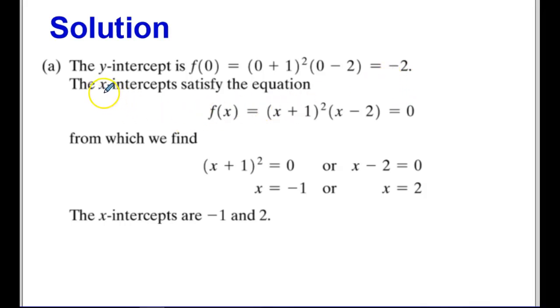So then I want to find my x-intercepts. To find the x-intercepts, I set y to 0. Well, this is already kind of factored out for me. So when I set each piece equal to 0, using the zero product property, I see that x equals negative 1 or x equals 2. So those are my two x-intercepts.